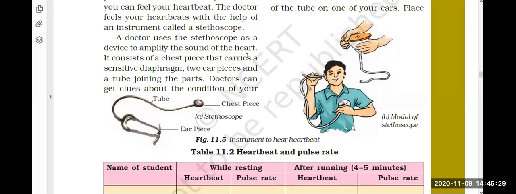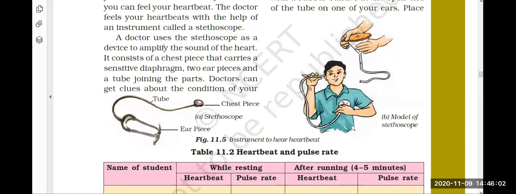Obviously we can feel the heartbeat by using our hand, but doctors might require a very sophisticated instrument. For example, suppose your heart is beating fast, or beating fast regularly. What does that mean? It might mean that there is some blockage in your arteries. Think about it. But how to observe that?